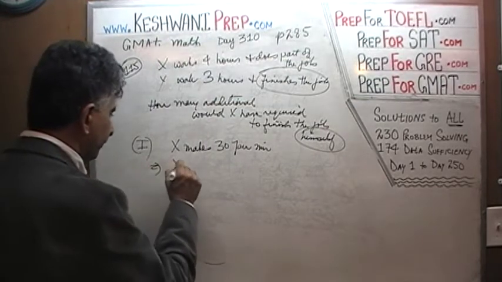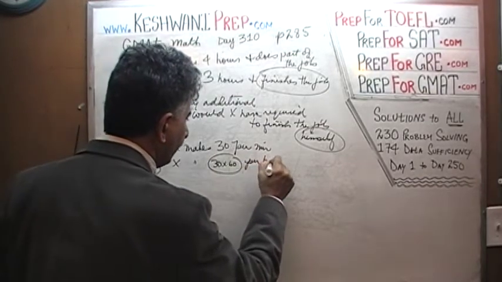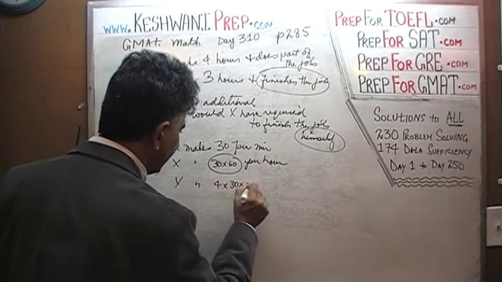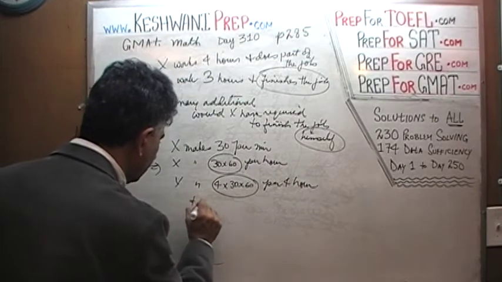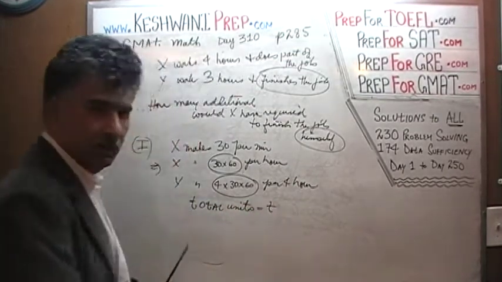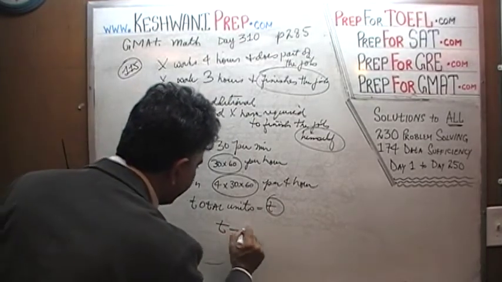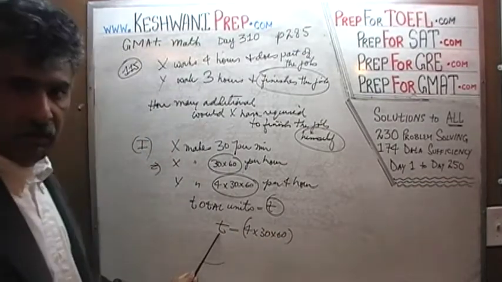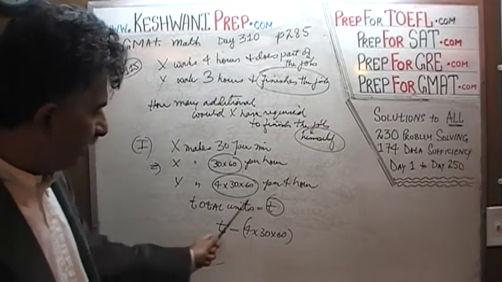That implies that X makes 30 times 60 per hour, and therefore X makes 4 times this amount, 30 times 60 times 4, per 4 hours. But we need to know the total units, T. Once we know T, he has to make T minus this amount, 4 times 30 times 60, additional units: the total amount he has to make minus the amount he already made.